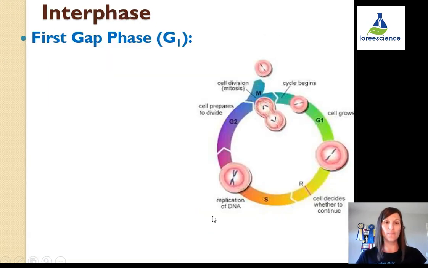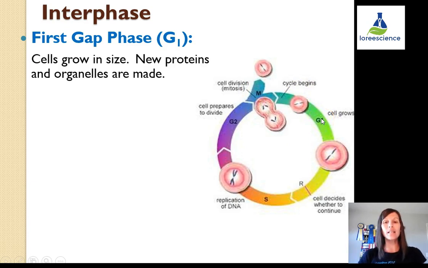So in terms of interphase, the G1 phase, which is the first gap phase, this is when the cell is growing. So it starts off kind of small. This is when everything grows. So it is making more cytoplasm, it's making more proteins, it's making more organelles. So Golgi, ER, mitochondria, everything, because the new cells need all of those things as well. So G1 is the growth phase.